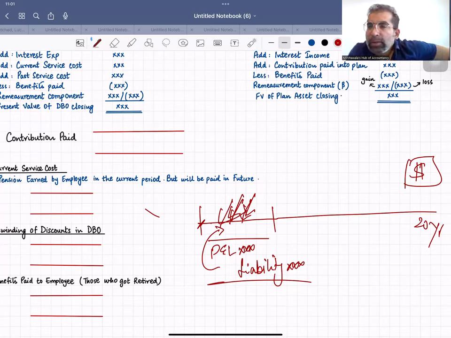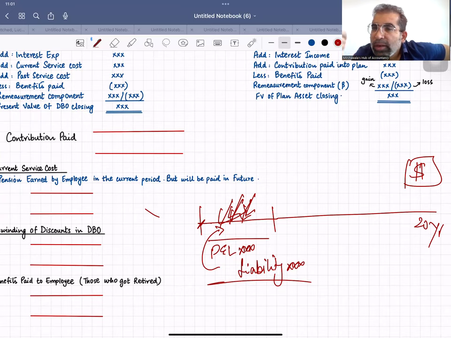In our financial reporting examination, this current service cost will be given ready-made. The amount of current service costs will be given ready-made in the exam. But in real life, I'm talking about the practical world in which we are living, this is calculated with great complexity.